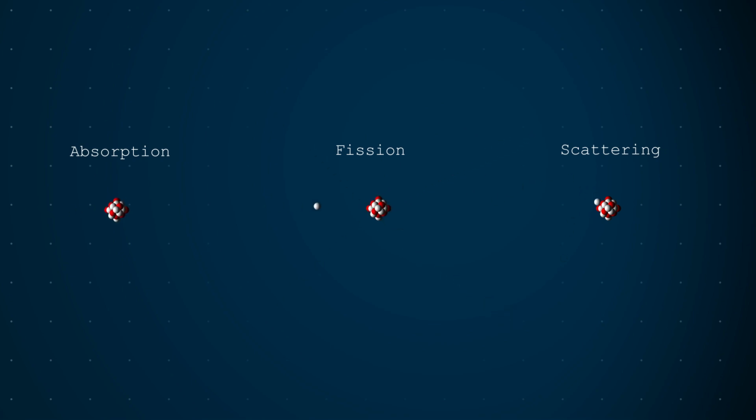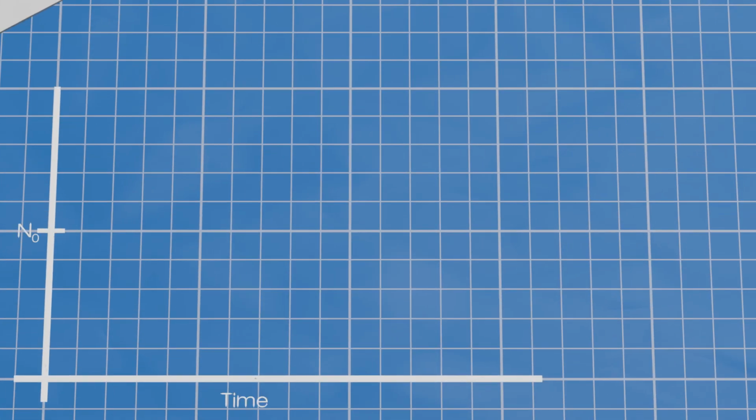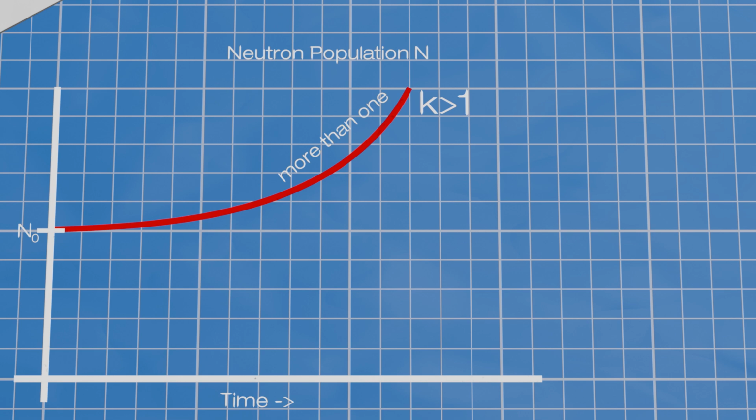Now during fission, the atom undergoing fission usually releases extra neutrons. So hypothetically, this could form a chain reaction. One neutron splits an atom, which releases new neutrons, which again split more atoms, and so on. If you want to understand how this chain reaction evolves over time, we can look at the amount of neutrons in a system and how it changes with time. If you induce on average more than one new fission, you have exponential growth.